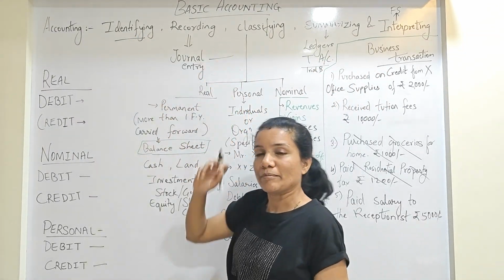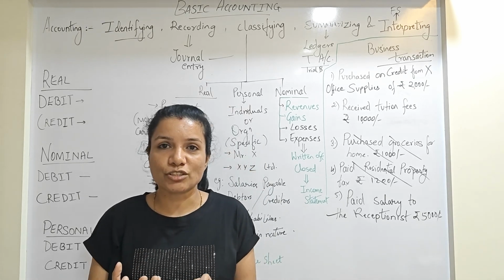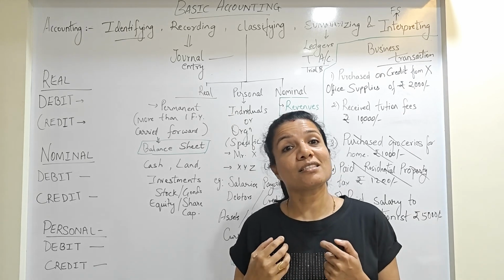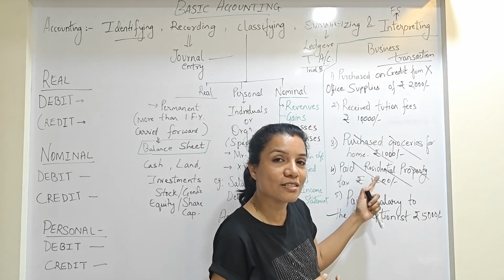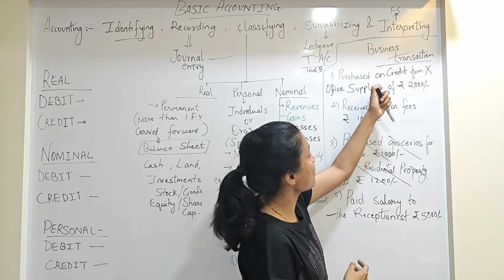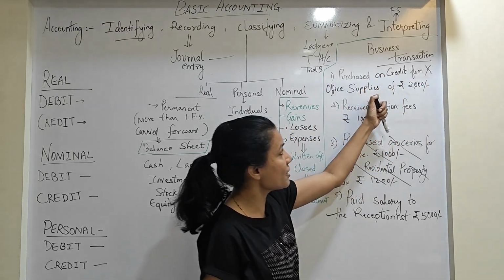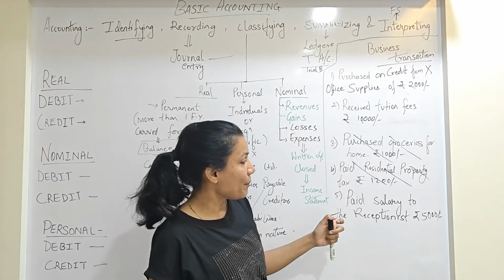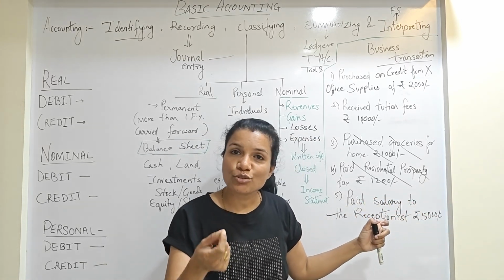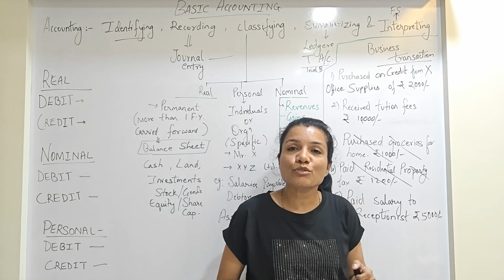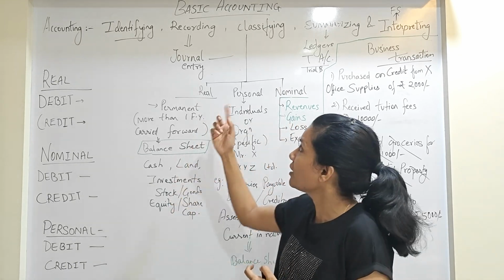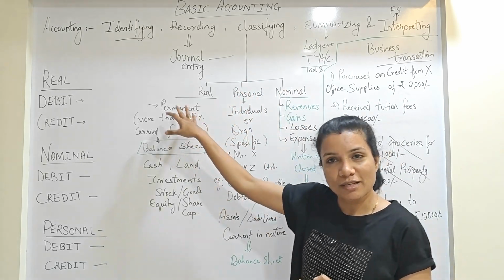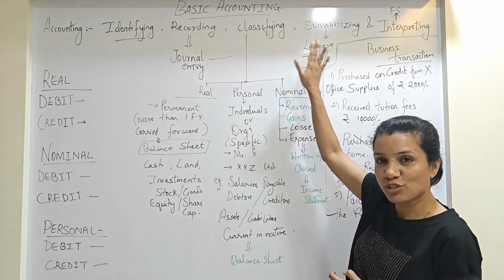Next comes recording. Now we need to record these transactions in the books of accounts. But to record the transactions, we have to first classify them. For example, purchased on credit from Mr. X, office supply. So office supply is an account. Mr. X is an account. Let's say paid salary in cash. So cash is an account, salary is an account. We need to classify these accounts before we record them. So recording and classifying. We'll come back to classifying and passing journal entries later. Let's just finish the definition first.